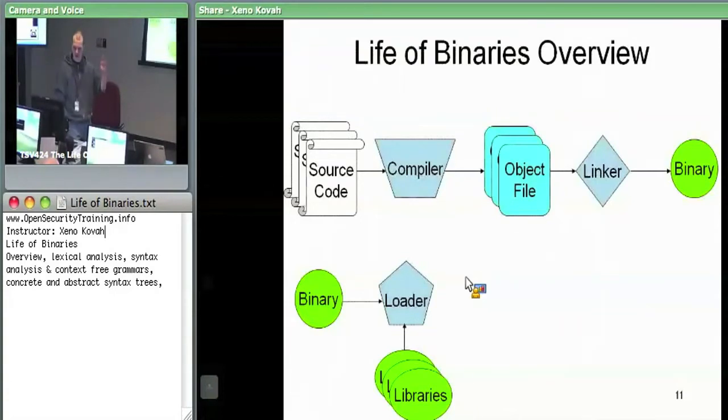It'll say, okay, well, I need this library and that library because otherwise I can't run. And so the loader is responsible for going out and finding all those binaries, finding all those libraries, loading those into memory, and then for each of those, going out and finding anything they depend on and loading that into memory. So it just does a recursive search over the dependencies for the different libraries for the binary.